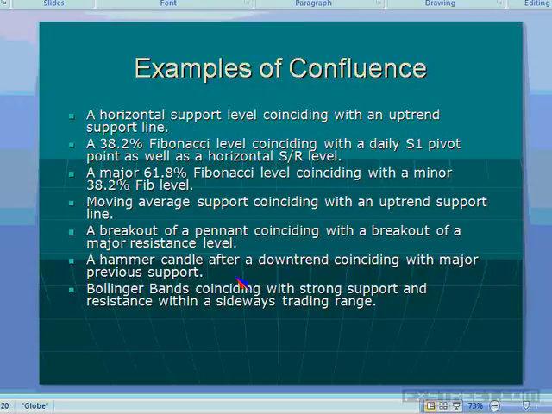And by the way, if I see a hammer candle, or any type of candlestick pattern, that's not confirmed by anything else, I'm not going to get into that trade. Very simply, candlestick patterns can be extremely useful, but only if used in conjunction with other technical factors, other rationale for getting into a trade. Most importantly, support and resistance. Also, another example of confluence: Bollinger Bands coinciding with strong support or resistance within a sideways trading range.